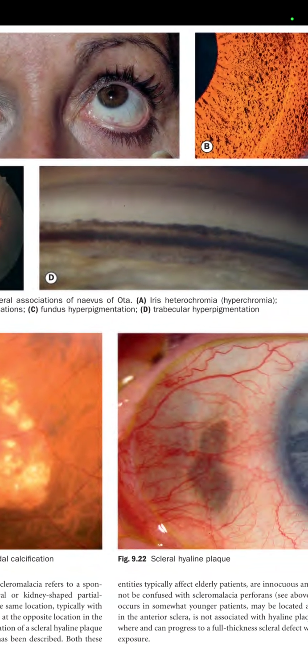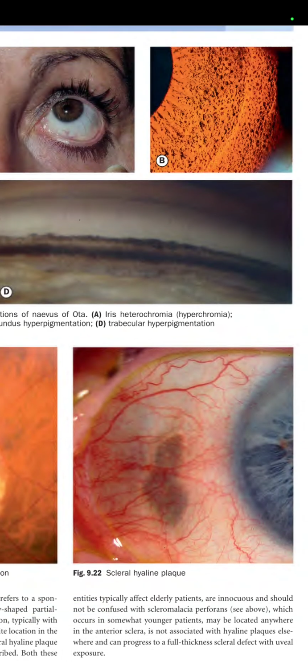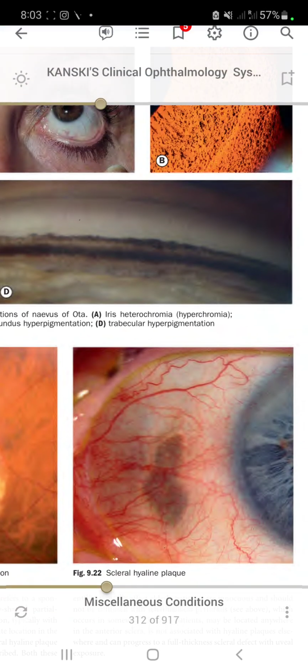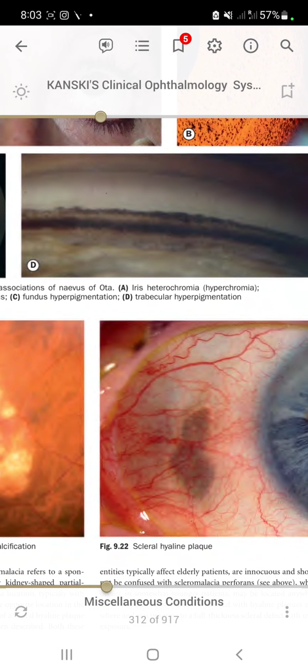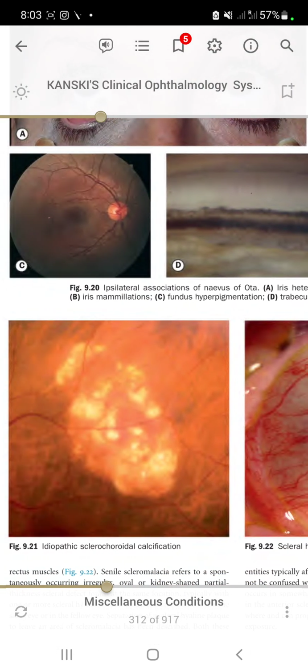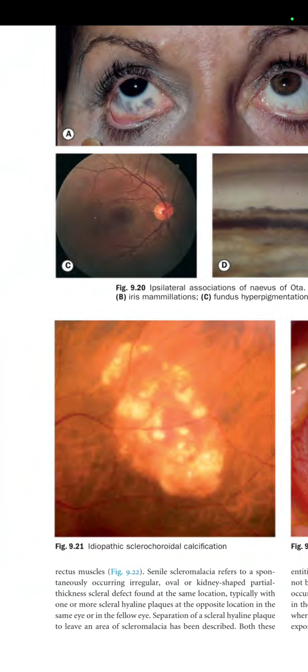So you can see figure 9.22. This is a hyaline plaque, and you can see that it is involving the tendon of the recti. Senile scleromalacia refers to a spontaneously occurring irregular oval or kidney-shaped partial thickness scleral defect found at the same location, typically with one or more scleral hyaline plaques at the opposite location in the same eye or in the fellow eye. Separation of the scleral hyaline plaque to leave an area of scleromalacia has been described.